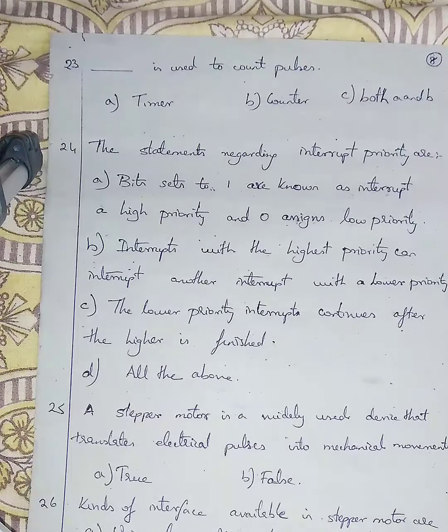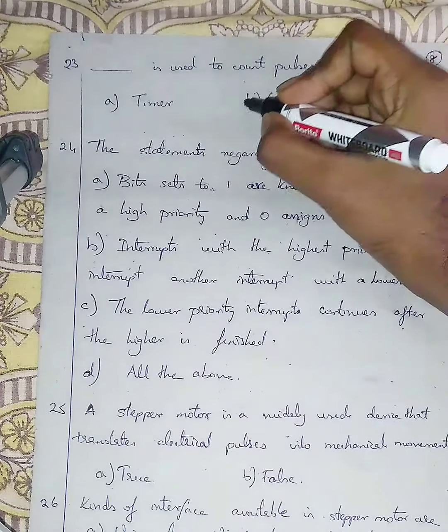Question number 23. Dash is used to count pulses. Option A, timer. Option B, counter. Option C, both A and B. Counter is used to count pulses. Counter, count. So I'm going with option B, counter.